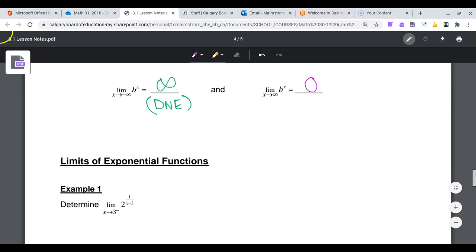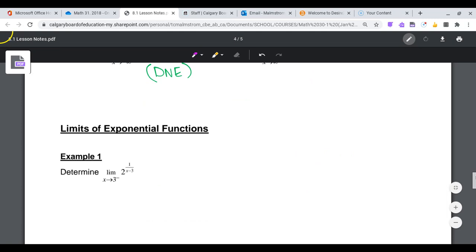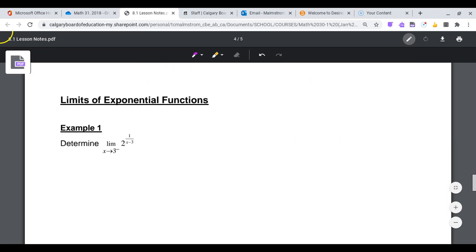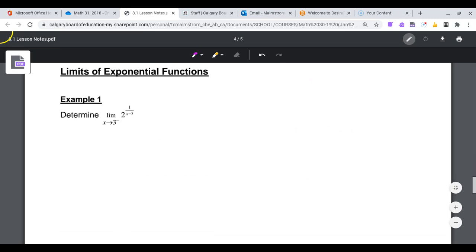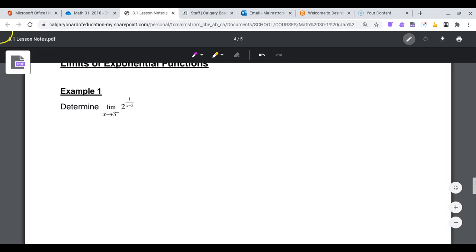There's not really a rule for this like there was in trig. Really, it's all about analyzing what is happening as x approaches this number. So let's look at this limit. As x approaches 3, remember this little negative means from the left. So I'm just going to look at this exponent for a second. Obviously, direct substitution is not going to work because it'll give me a 0 in the denominator of my fraction. So I'm really just going to analyze this, break it into little pieces.